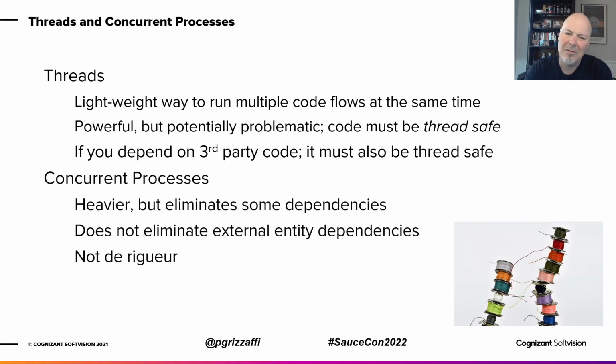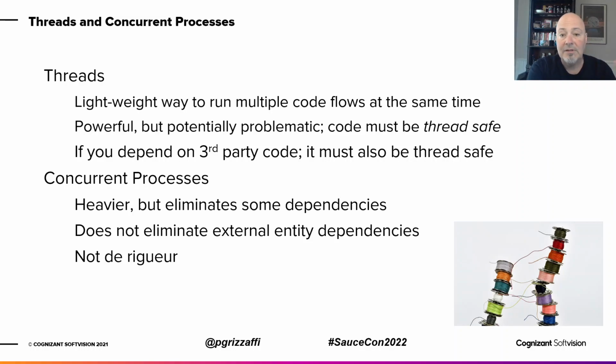A way to handle some of the issues with thread safety, but we still have other issues as well, is concurrent processes. Now, this is a much heavier weight way to go. Your machine would need much more processing power. And it does not eliminate the external dependencies. So if we are dependent on, let's say, a database or a file on the file system, then concurrent processes are not going to do anything to help you out with that. And this is not typically how things are done anymore.